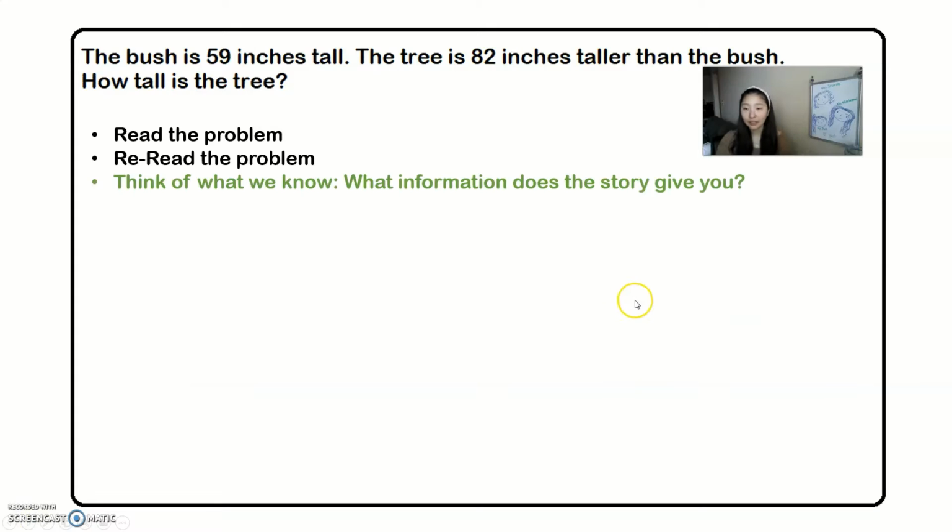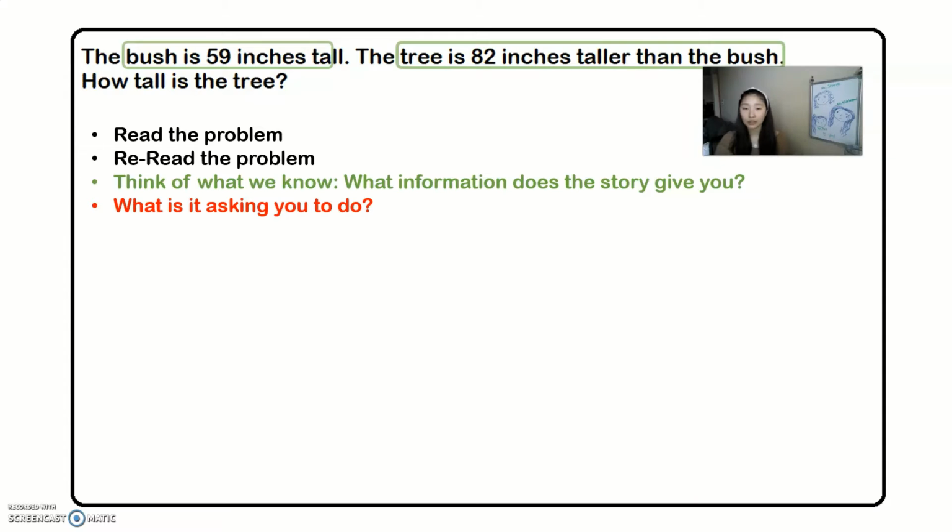So, the third thing that we always look at is what is the information that they give you that is the most important. I'm going to stop right at the beginning, and the bush is 59 inches tall. Well, that's actually all really important information. So, I have it completely boxed. Then the second sentence is, the tree is 82 inches taller than the bush. Is the tree just 82 inches tall? No, it's actually taller than the bush. How much? By 82 inches. So that part is extremely important as well.